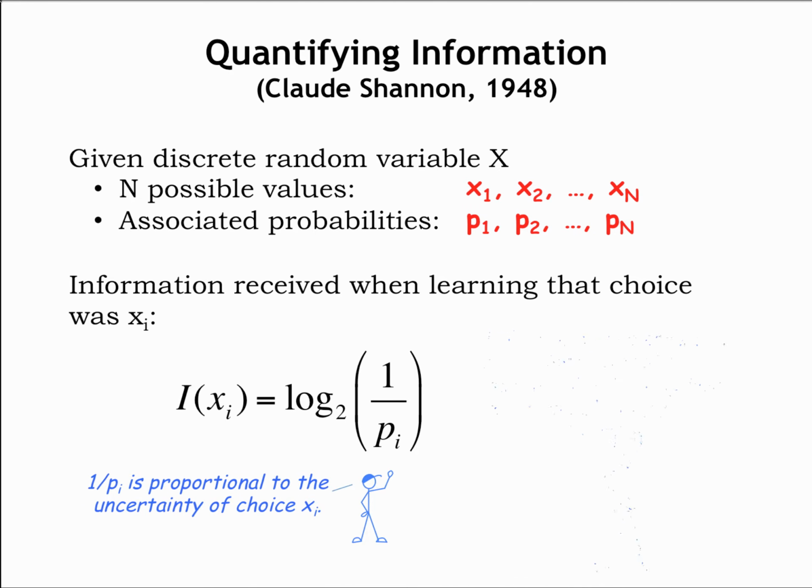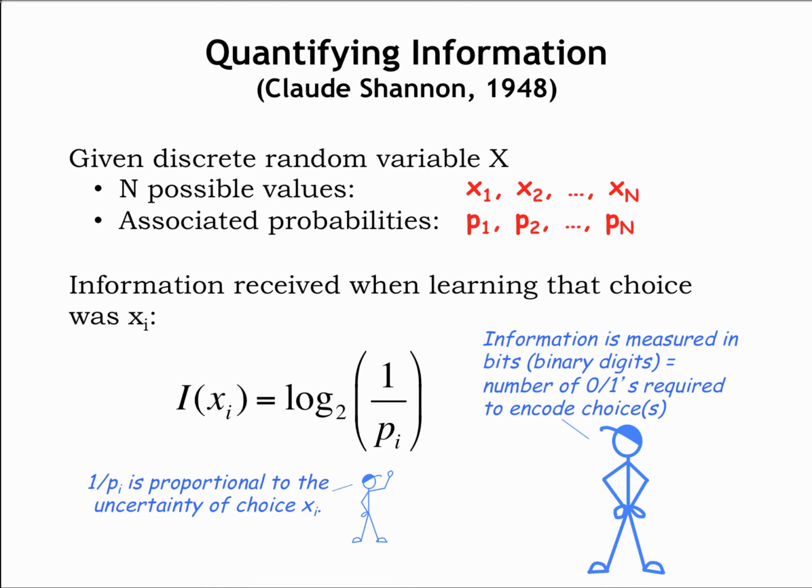We use the log base 2 to measure the magnitude of the uncertainty in bits, where a bit is a quantity that can take on the value 0 or 1. Think of the information content as the number of bits we would require to encode this choice.